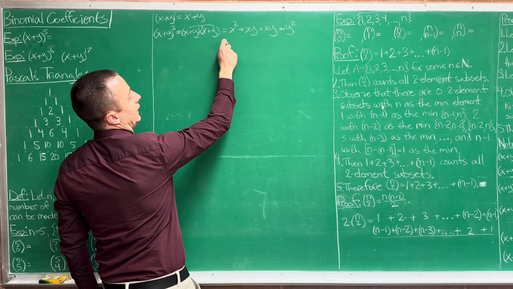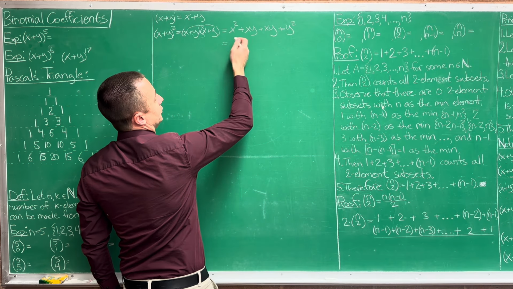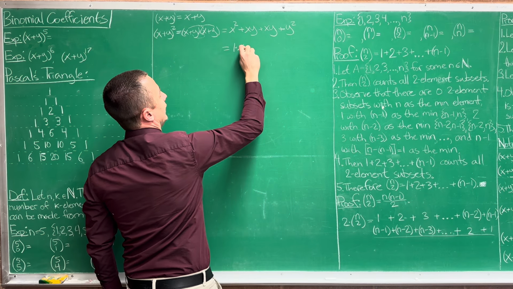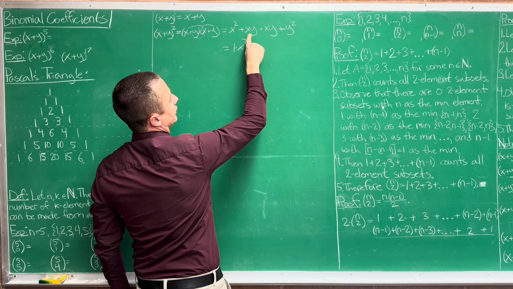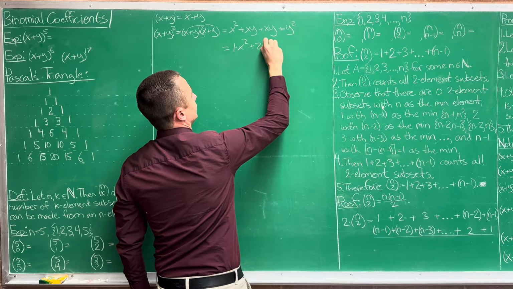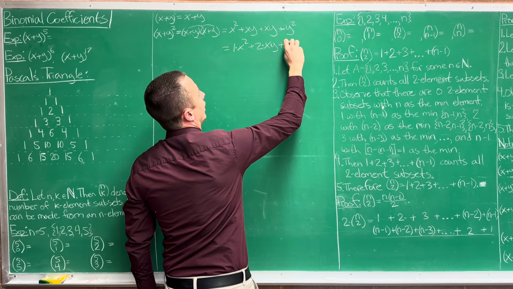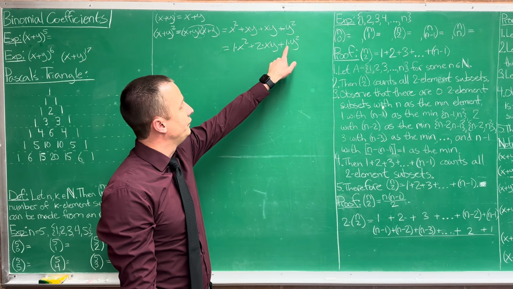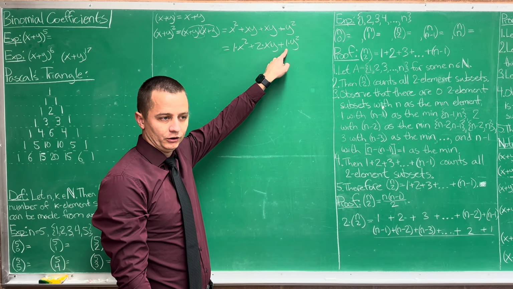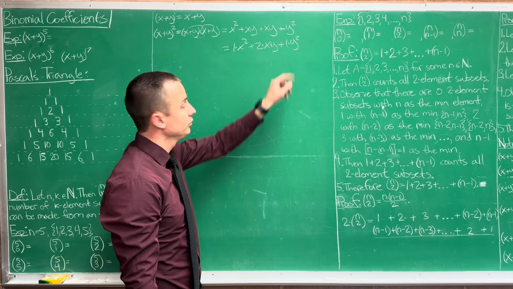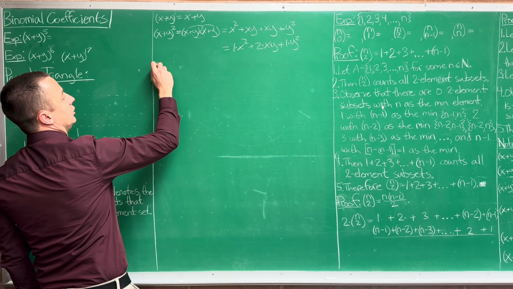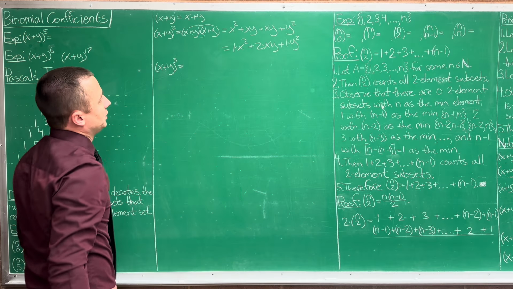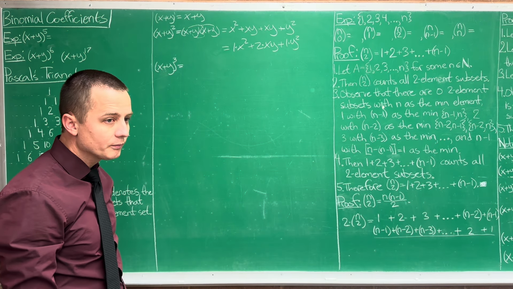And if we were to collect like terms, then we'd have, and I'm going to be a bit excessive here, I'm going to write 1x squared plus how many xy's do we have? 2 xy's plus 1 y squared. So these right here are what we call the coefficients for the binomial expansion. These are binomial coefficients. What if we were to do x plus y cubed? What's that now equal to? X cubed plus.